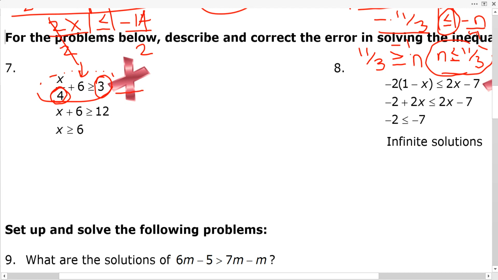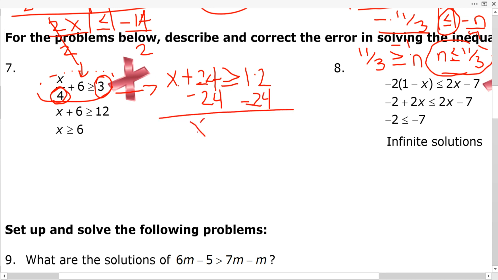So here's the way it should be done. If you're going to multiply by 4, you multiply x over 4 by 4. You multiply 6 times 4. And you multiply 3 times 4. So you should end up with, taking 24 away from both sides, x is greater than or equal to negative 12.